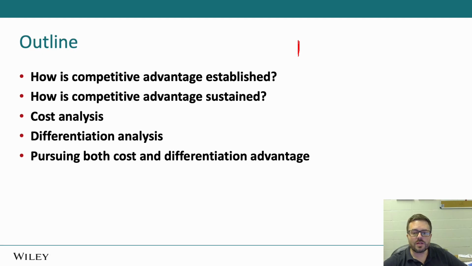I'm trying to write on the screen here, but it's not liking it. Yeah, it just won't let me mark it up for some reason. Never mind.